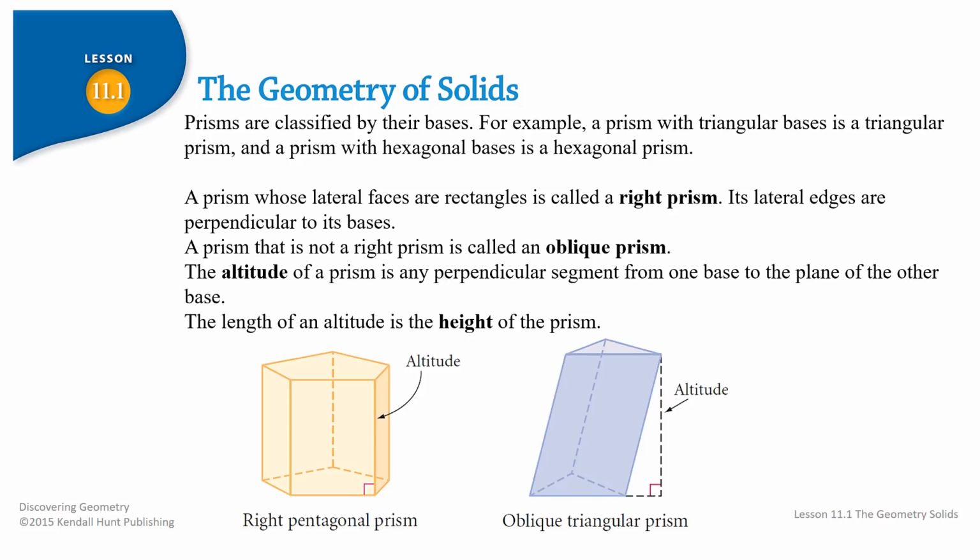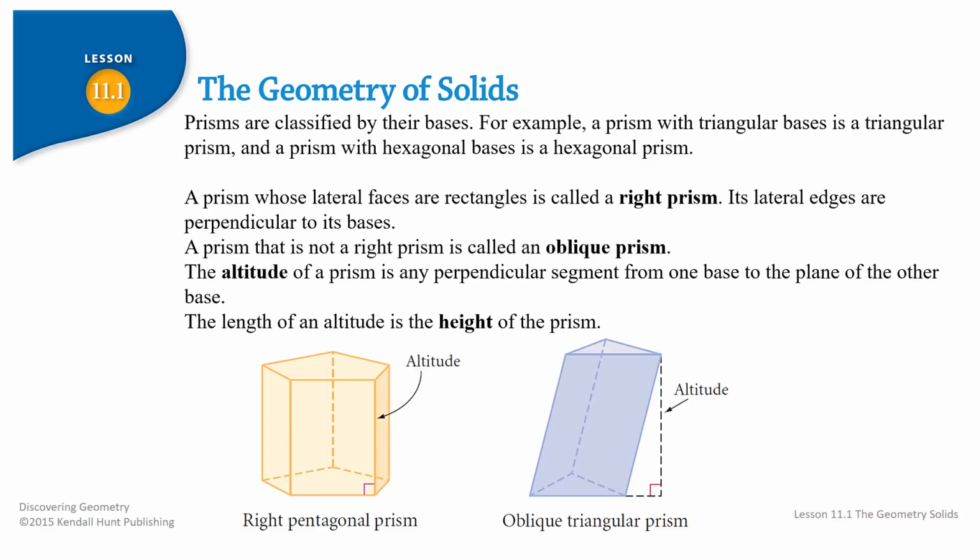That can mean for a pentagonal prism. Notice how it goes straight up and down. A prism that is slanted a little bit, kind of like the Leaning Tower of Pisa, is an oblique prism. You see at the bottom right, there's an oblique triangular prism.